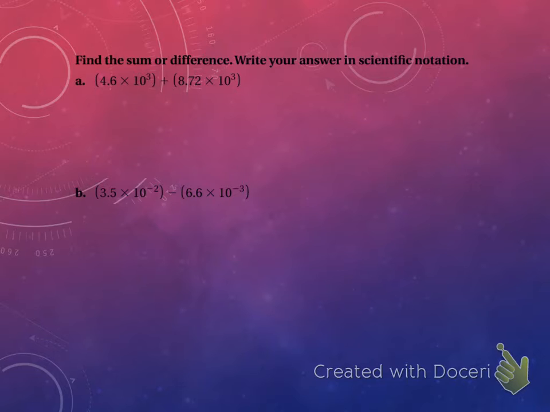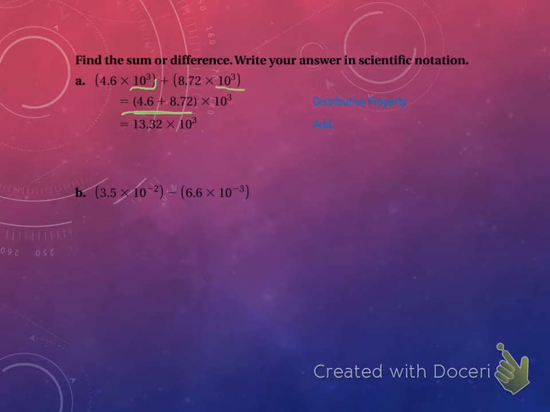So what you're going to do first is use the distributive property here. They both have 10 to the 3 in them, so we're going to take that 10 to the 3 out, and you're left with 4.6 plus 8.72. If you remember, this is just like we did earlier. We've got our same factors right here, and then you rewrite what's left. Now all you have to do is add up the numbers that are right there in the parentheses.